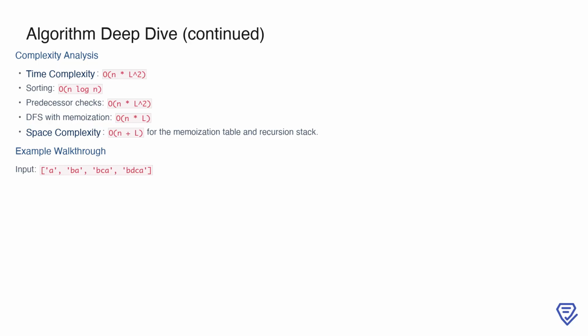To better understand how the algorithm works, let's consider an example input: a, BA, BK. This example will illustrate how the words are processed, how chains are formed, and how the longest chain is identified.